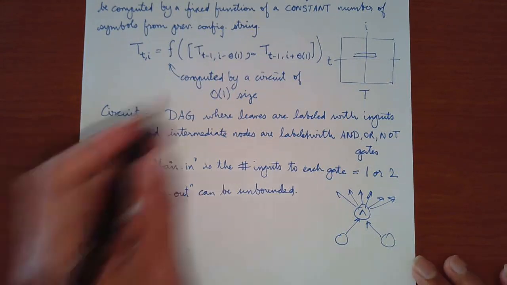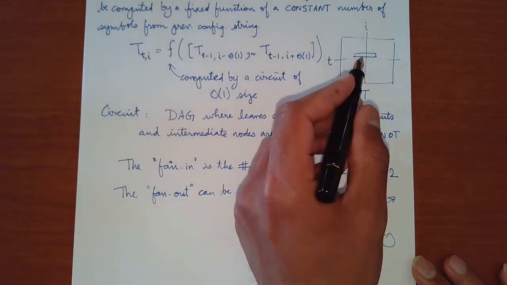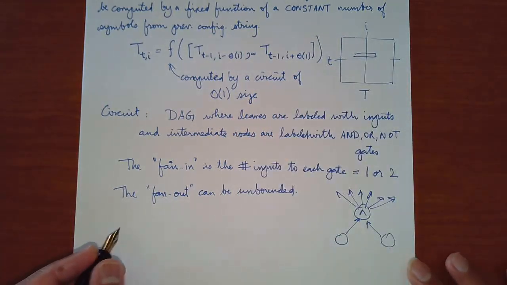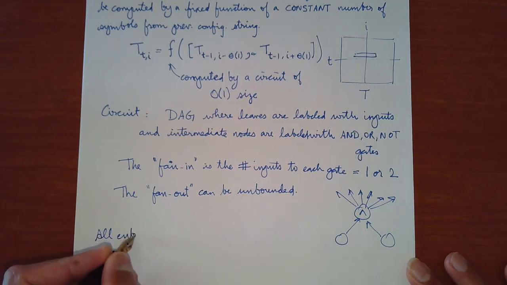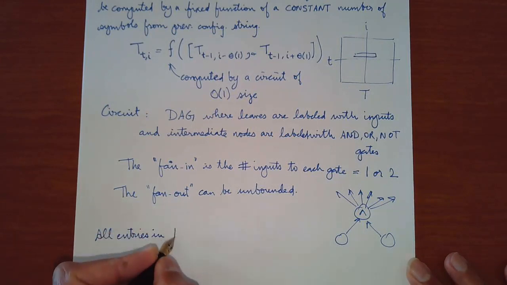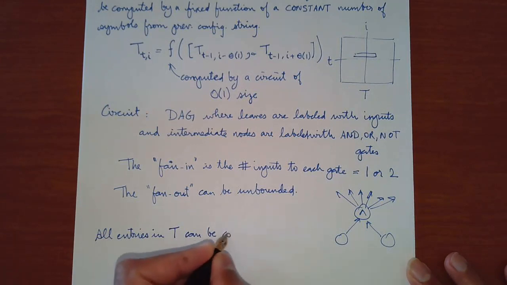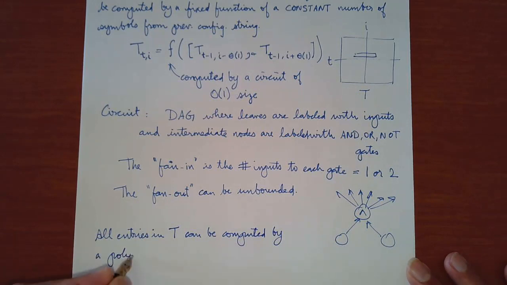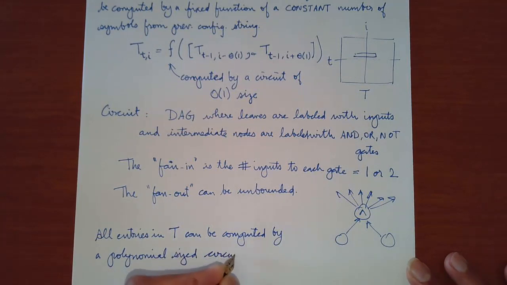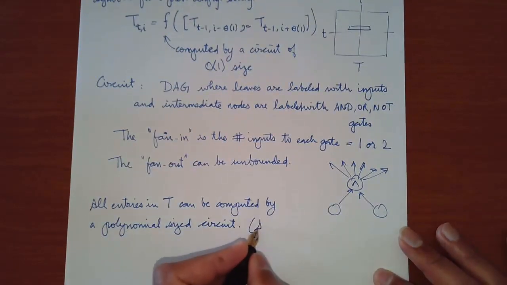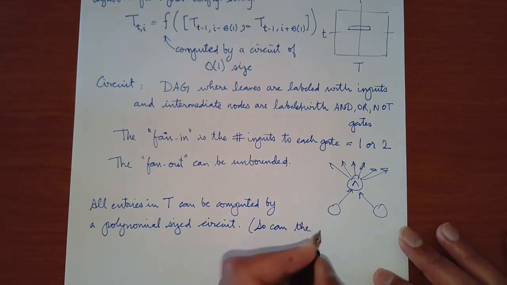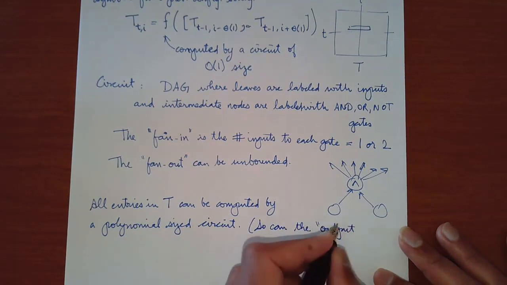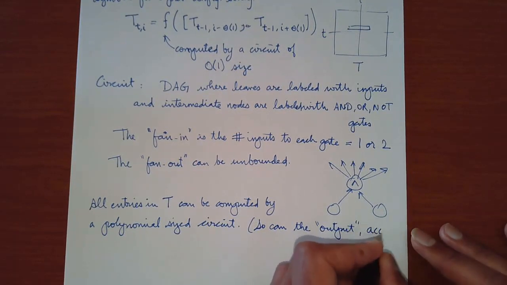So what this means is, because each symbol can be computed by a constant sized circuit, all entries in the tableau, all entries in T, can be computed by a polynomial sized circuit. And so can the output, of course, being accept or reject, right? Accept or reject.